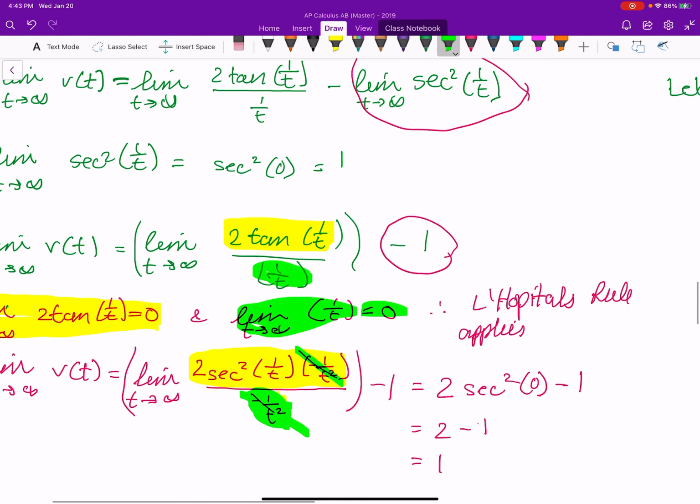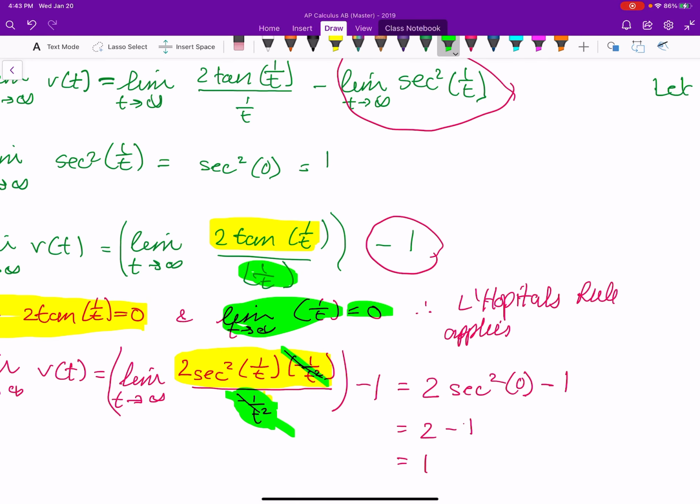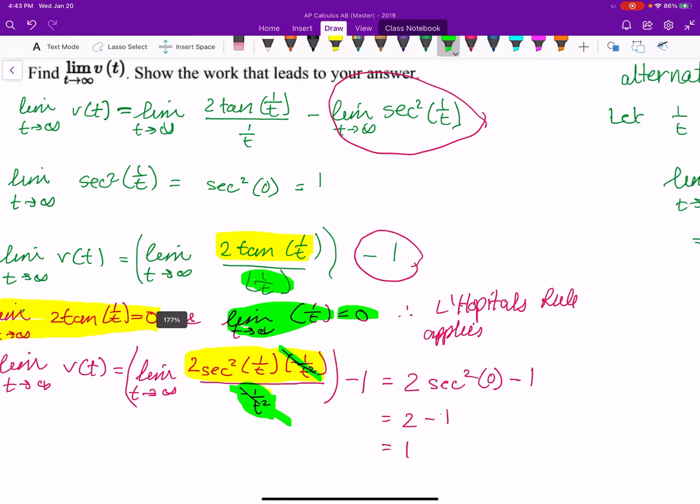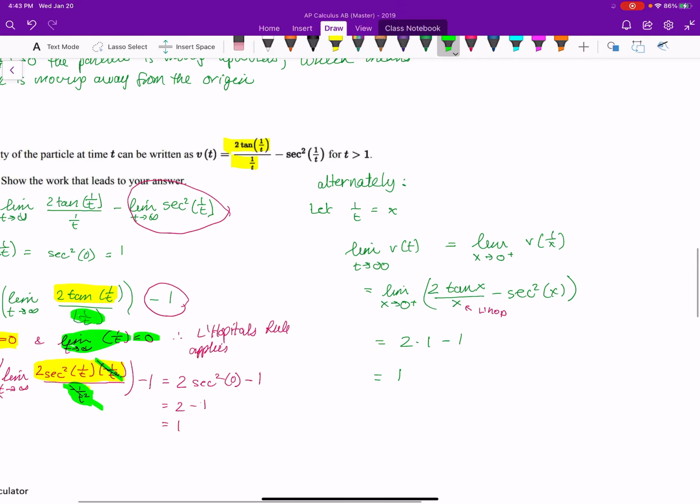And as t approaches infinity, 1 over t approaches 0, so we end up with 2 times secant squared of 0, which we already found out was equal to 1. So it becomes 2 times 1 minus 1, so the whole thing gives me just a 1. And the alternative is to use temporary substitution and then use L'Hopital's rule for this part here. So very similar. You would just do it slightly differently.